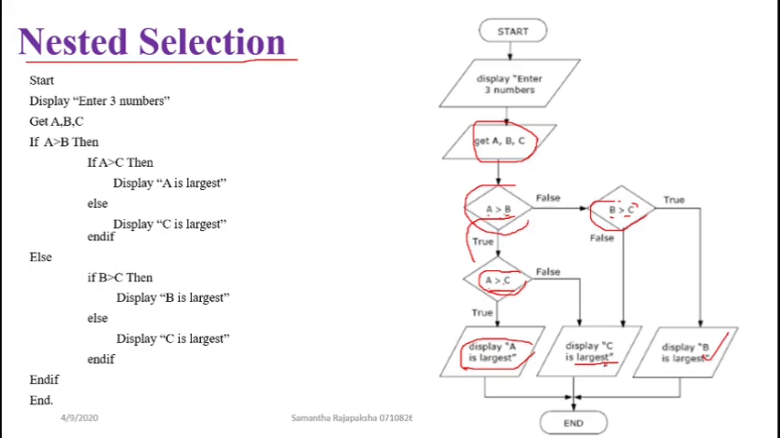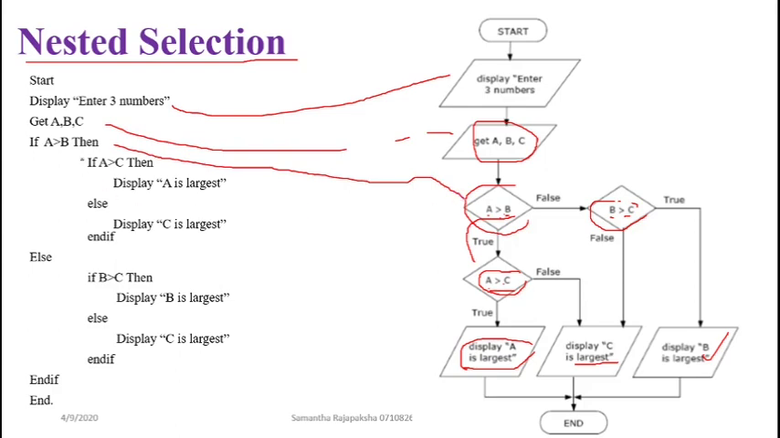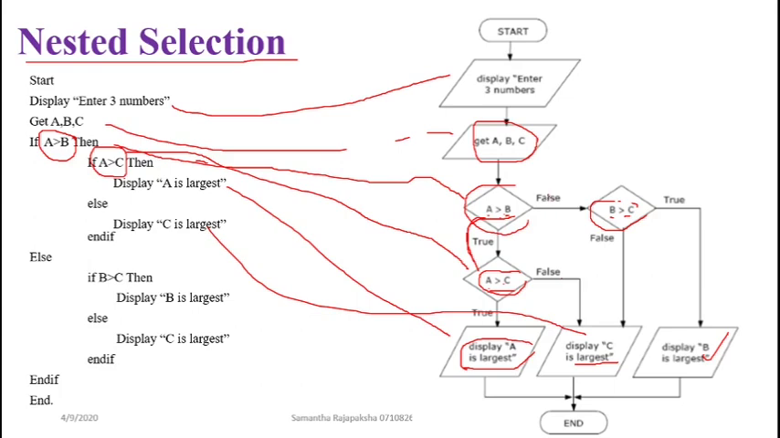So then how do you convert this into the pseudocode? Now you take each line: enter, display 3 numbers, get the 3 numbers, and the first selection is A greater than B. So that is done here, A greater than B. If it is true, you go to another condition. If it is true, you can see we need to go to the next condition. If that is true, you have to say A is the largest. Else you have to say C is the largest. And this else part. Now this if condition is closed. If started, else, end if.